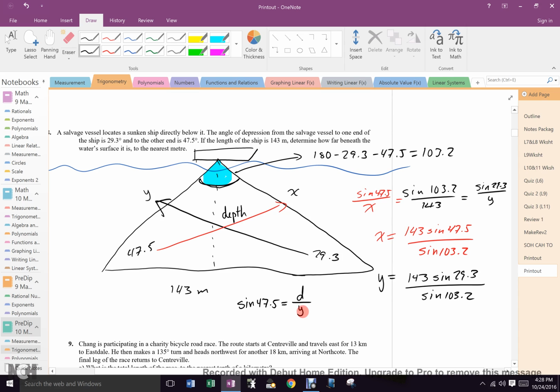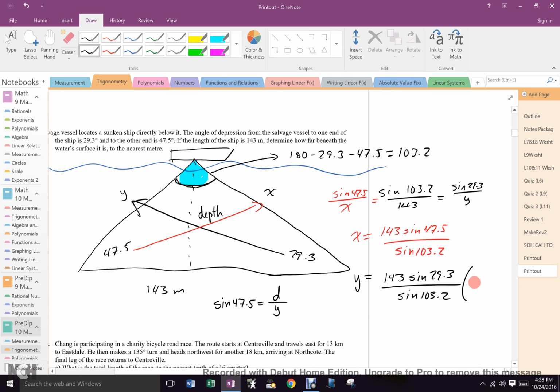So if y is on the bottom, it's that times that. So if I take my y, that answer right there that I've written out, I haven't even gone to my calculator, and I multiply it by sine 47.5, I'm going to get d, aren't I? And how do I put that in my calculator? Well, that's over 1, so I just add sine 47.5 up top. So depth equals 143 sine 29.3 times sine 47.5, all that divided by sine 103.2.